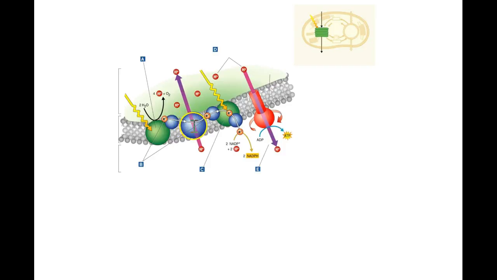Once the electrons are done pumping the hydrogens, they'll move to the next transport protein. And again, this is just like a stepping stone. It's a way of getting the electrons from the ion pump into photosystem 1.